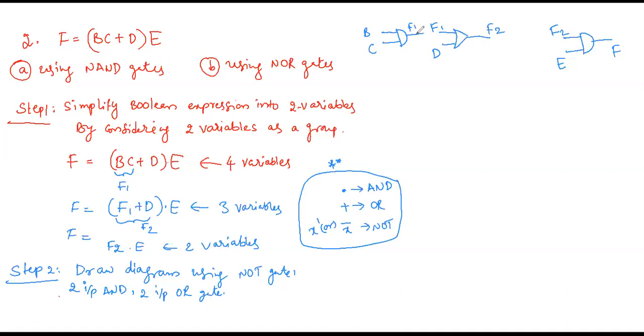So draw the diagram using two input AND and OR gates and connect the corresponding variables F1, F2. This is the diagram using two input AND gates and two input OR gates.